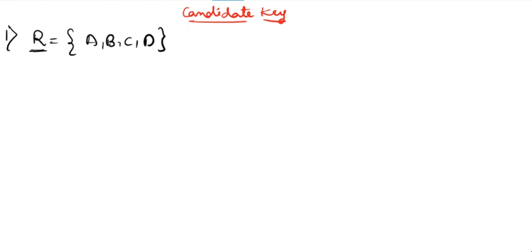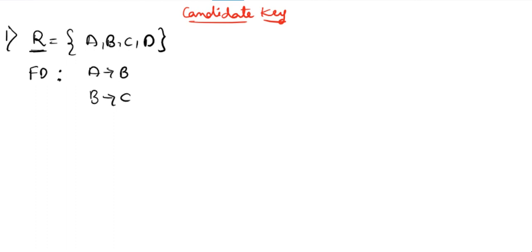Relation means, in RDBMS, a relation is a table. The table has four columns. Columns are nothing but attributes. Now, this relation has some functional dependencies: A to B and B to C. These are the two functional dependencies on this relation.